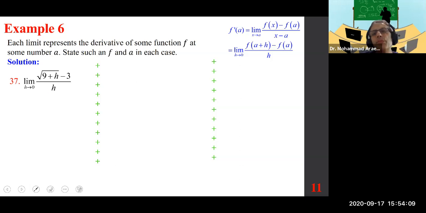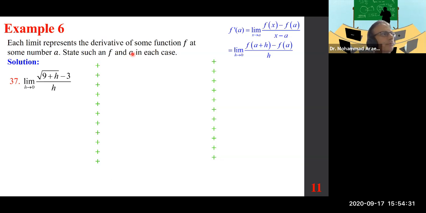And we want to compare to either this top one or this bottom one. There are 2 formulas that define f prime of a. We want to compare. So it's by inspection. I want you to know it's by inspection, and figure out what is f of x, what is a. Okay, I hope everybody is clear what we are looking for.